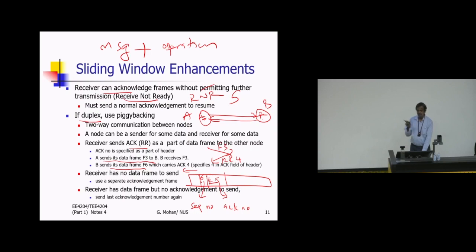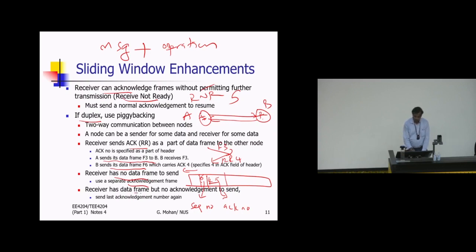This is just to avoid a separate acknowledgement frame. Now, there could be other questions. Suppose the receiver has no data frame to send. We cannot say that the receiver always has some frames to send, right? If it has no data frame to send, it can send the usual separate acknowledgement frame, as usual, okay? RR4.